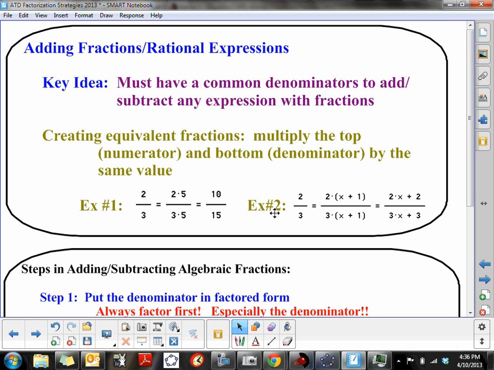What we're going to be looking at is more like example 2, where we're going to have a fraction like 2/3, but we're going to want to create a rational expression that has an algebraic expression in it. So as long as I multiply the top and the bottom by x plus 1, we can create an equivalent expression. Now the final expression I have here is using the distributive property, so that's 2x plus 2 all over 3x plus 3. So creating equivalent fractions is a skill that we'll have to have mastered as well.